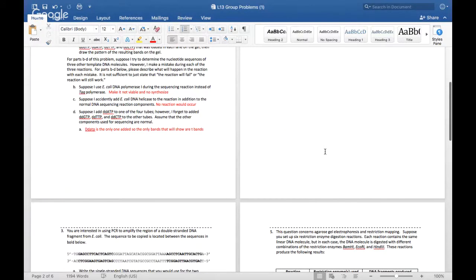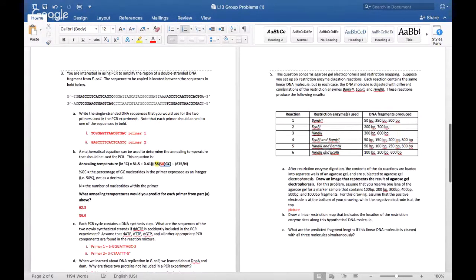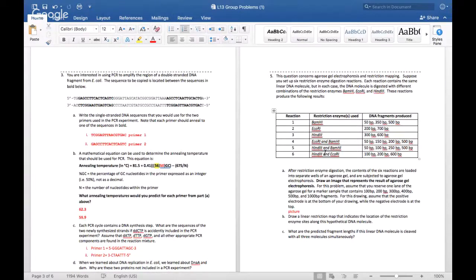So that's number 2. Now number 3 says you're interested in using PCR to amplify the region of a double-stranded DNA fragment from E. coli. The sequence to be copied is located between the sequences in the bold below. So right there, the bold kind of gives it away. It says, write the single-stranded DNA sequences that you would use for the 2 primers used in the PCR experiment.